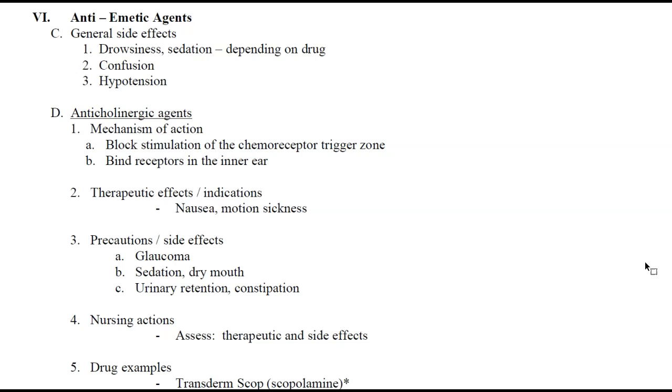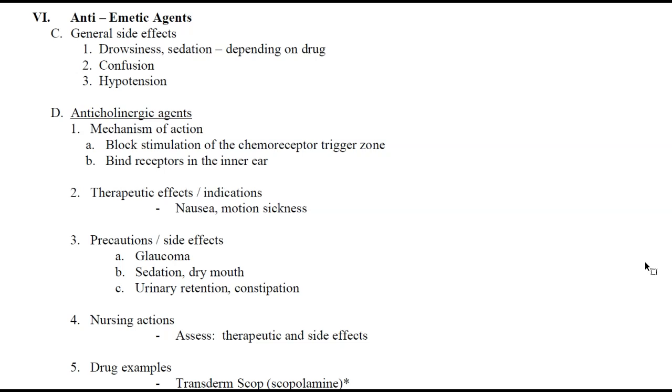So first, let's talk about anticholinergic agents. These are types of anti-emetic agents. Anti-emetic is their therapeutic class. Anticholinergic in this case is the pharmacologic class. The mechanism of action of this medication is blocking stimulation of the chemoreceptor trigger zone, and then it binds to the receptor in the inner ear.